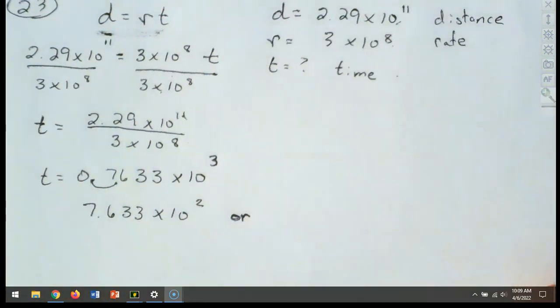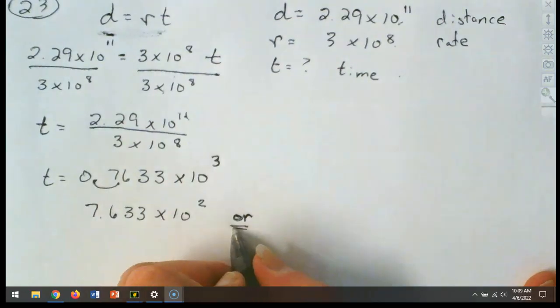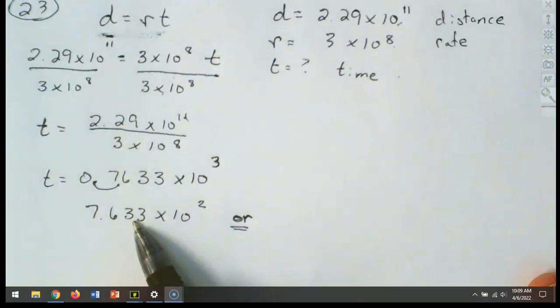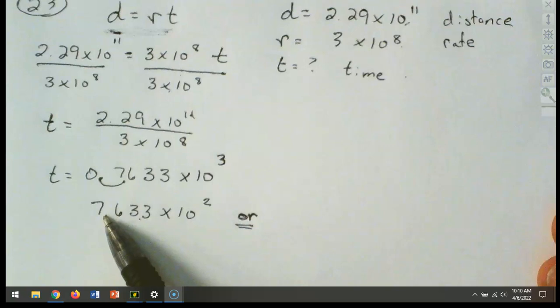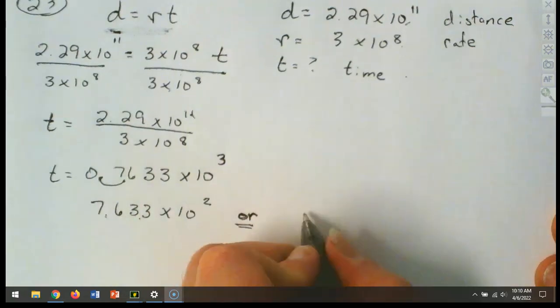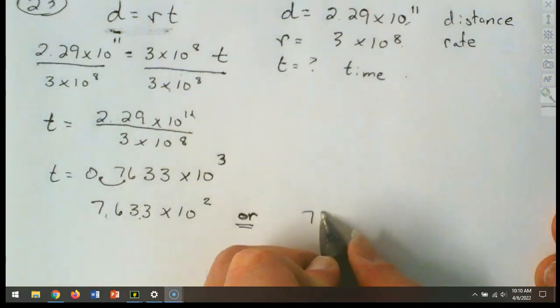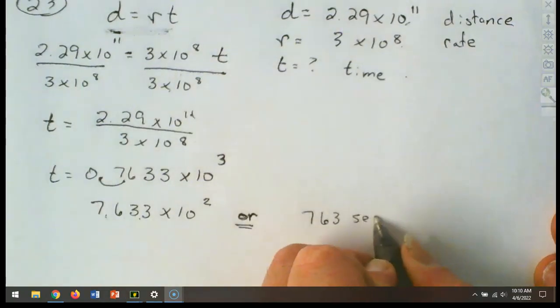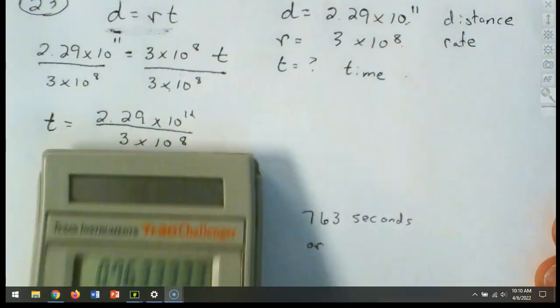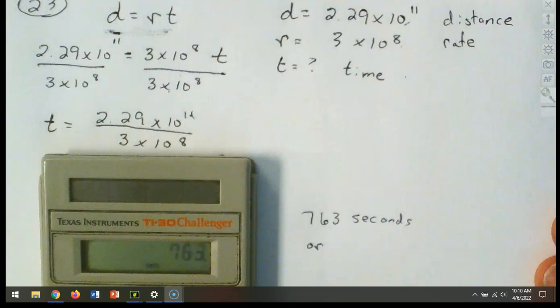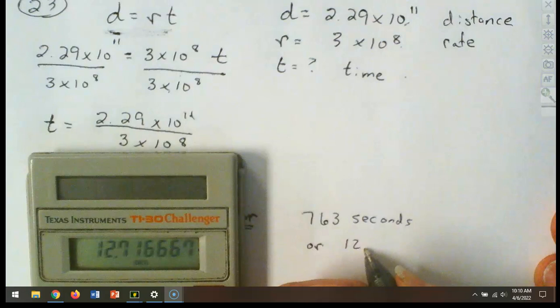But let's see what that would be in terms of standard notation. So this is scientific notation. What would it be in standard notation? In standard notation, you'd have to move this times 10 to the second, so 2 places. So that's about 763 seconds. Or about how many minutes? Divide that by 60, or about 12.7 minutes.